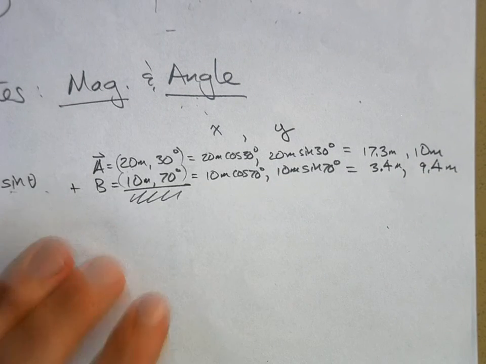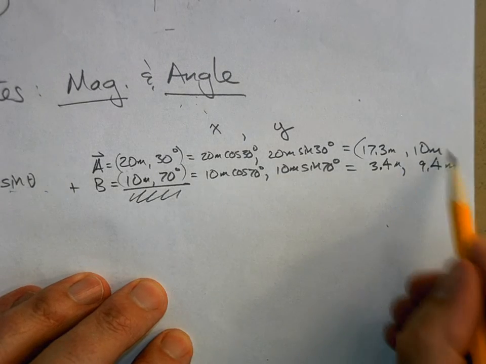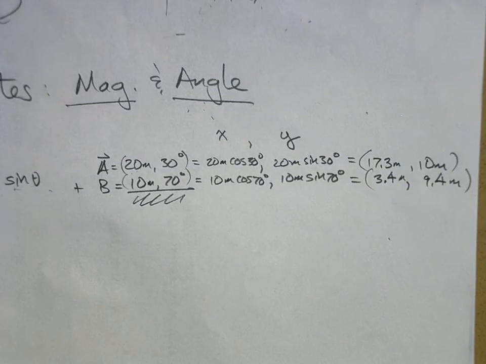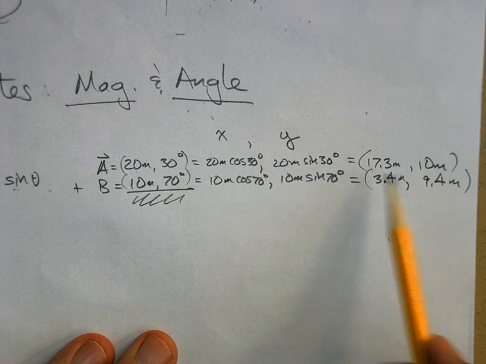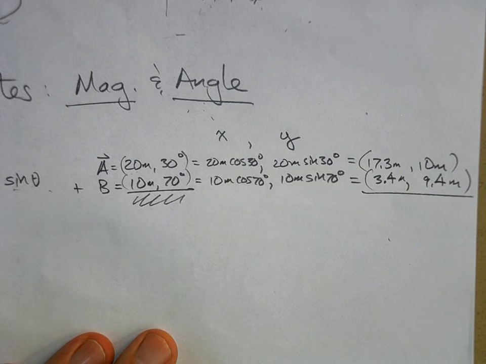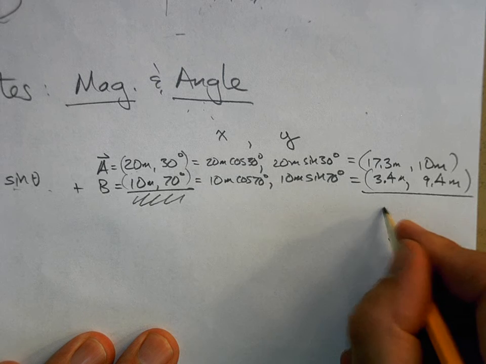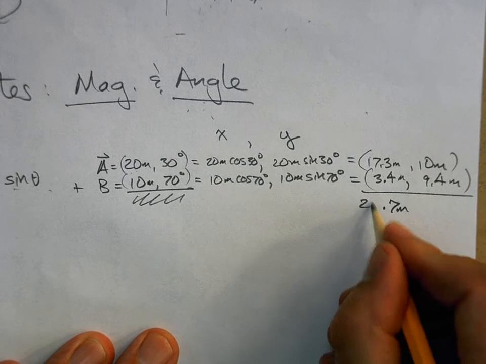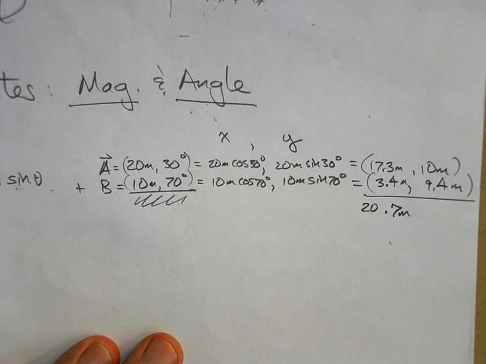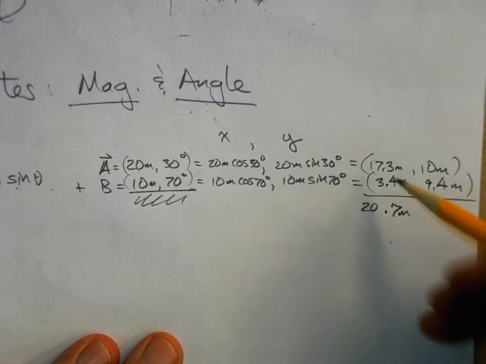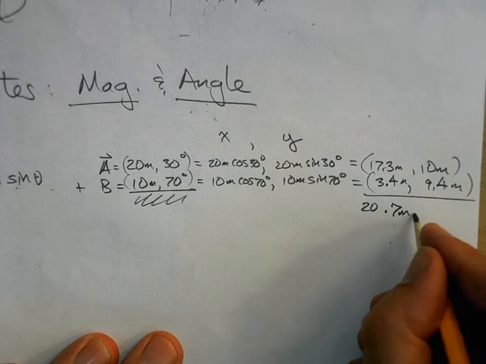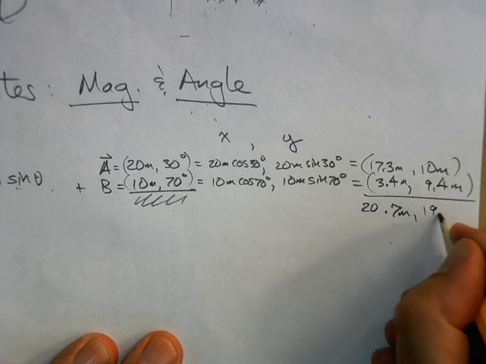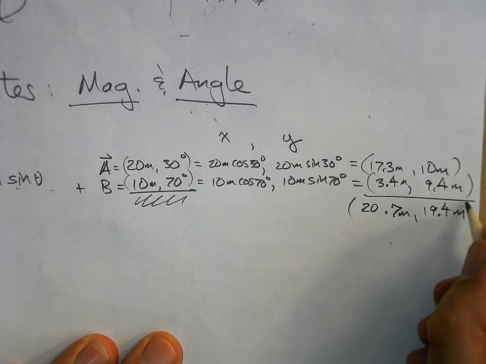Okay, so now I have converted vector A and B to rectangular coordinates. And I can just add the x components together. So this is 0.7 meters, and this is 17 plus 3, 20. So 20.7. So when I add them together, the x component of my resultant vector is 20.7 meters. And then here we have 10 plus 9.4, so this is going to be 19.4 meters. You all with me?